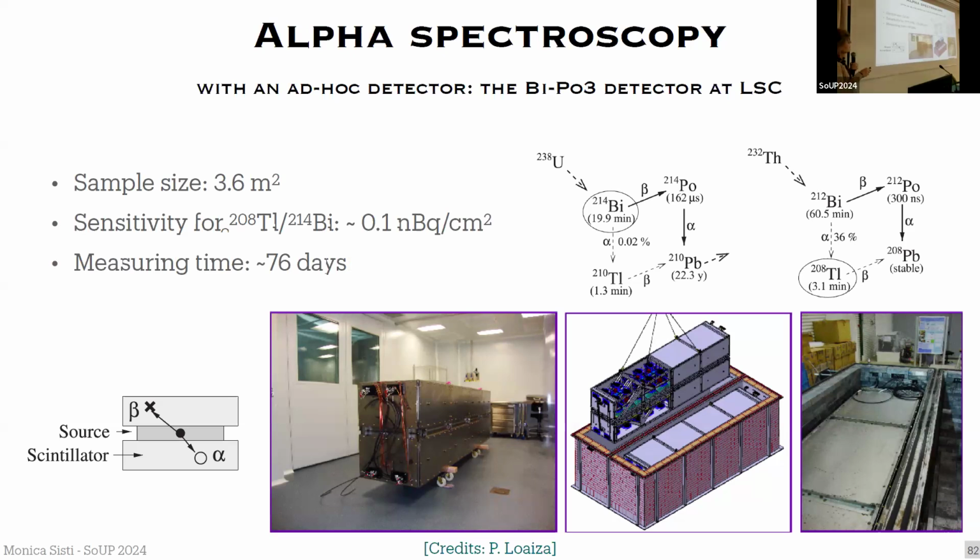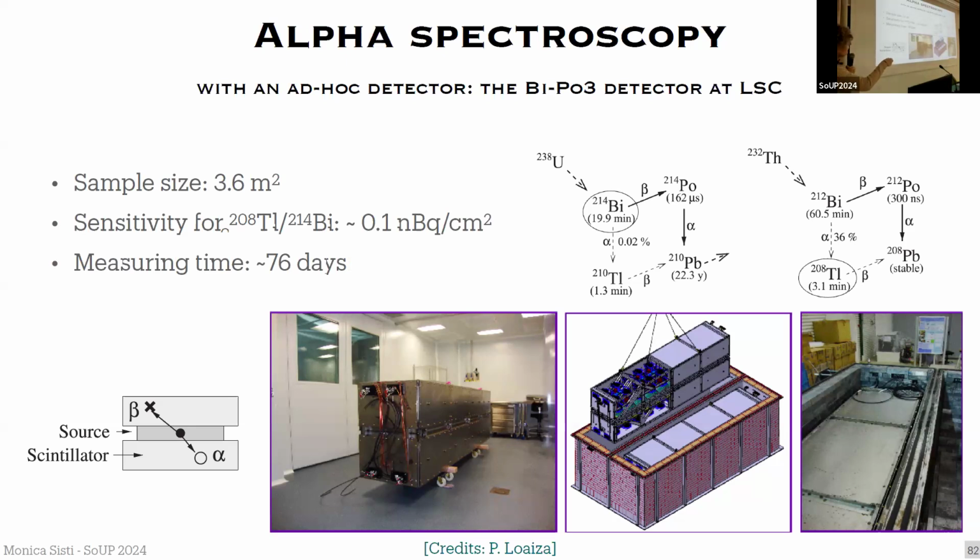I think it was in Canfranc. It is the BiPo detector. This was a very nice detector to measure alpha contamination of very thin samples. This was put in place to measure the sources for the NEMO double beta decay experiment, with tin foils of the size up to 3.5 square meters, so much bigger than the measuring space that we have seen for the previous two detectors.